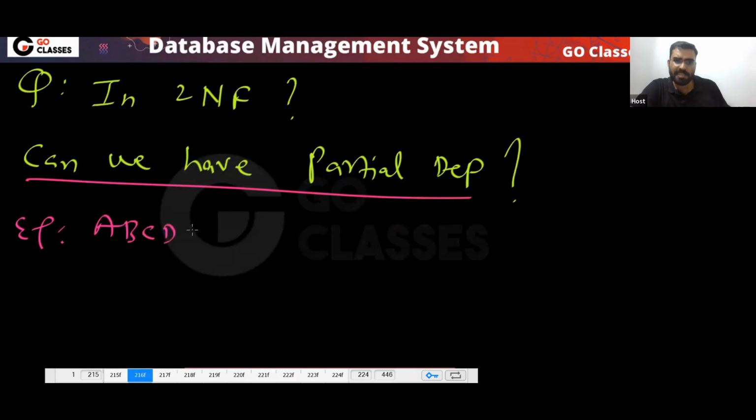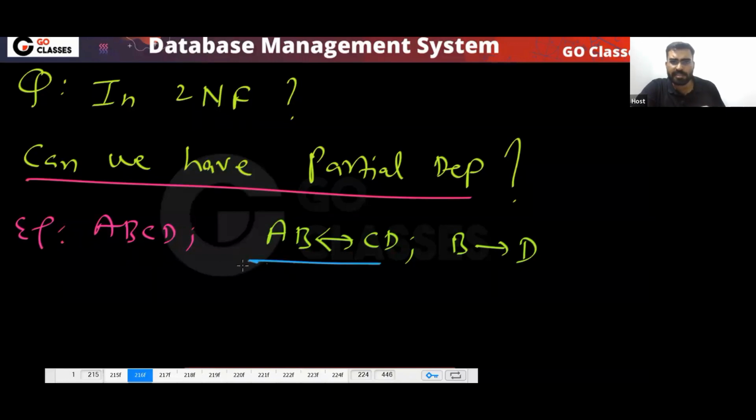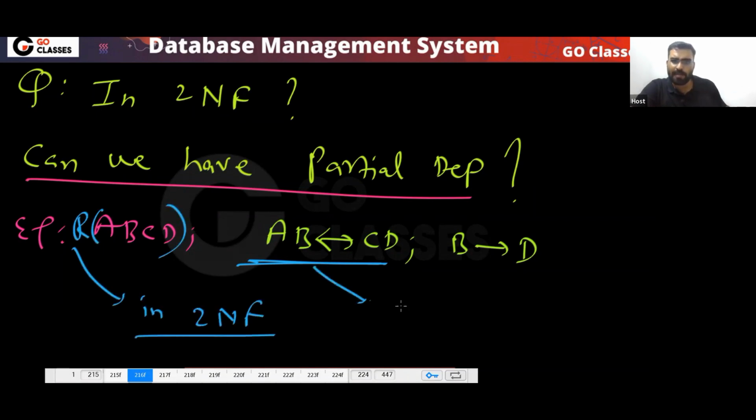Consider this example: A, B, C, D. Let's assume AB determines CD, CD determines AB, and B determines D. Consider this relation. Is this relation in 2NF? Yes, this is in 2NF because there is no non-prime attribute. So this relation R is in 2NF.